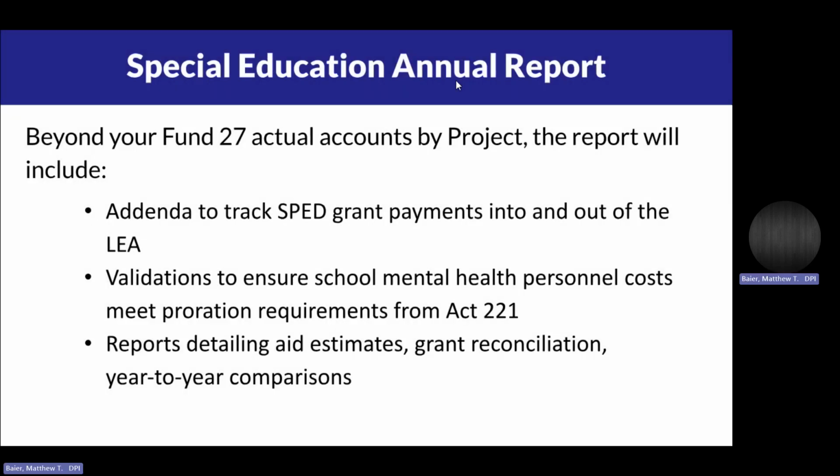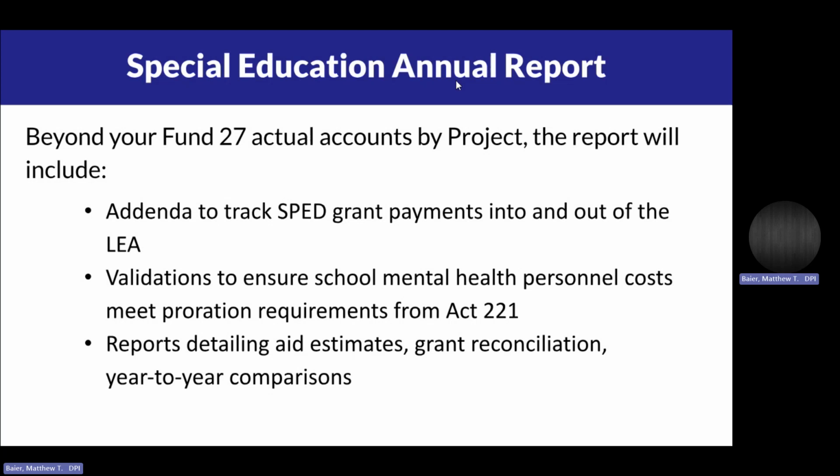Beyond just looking at the Fund 27 accounts by project code, there are a couple of other specific areas where we have to build some additional data collection. We've always traditionally tracked the grant payments in and out for services between districts and CESAs and CDEPs. We've always tracked that historically, really to ensure that anything that was paid for with federal funds is also not being submitted as an eligible cost under state categorical aid, because that's double dipping.